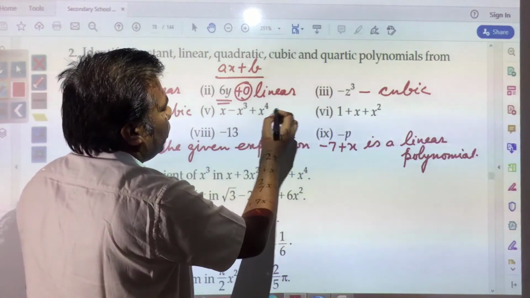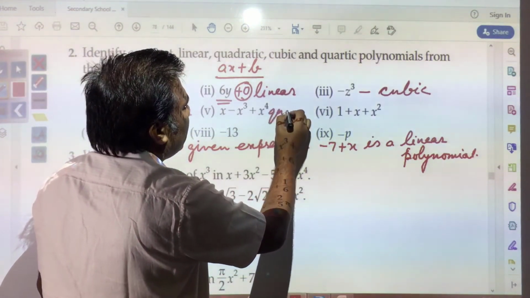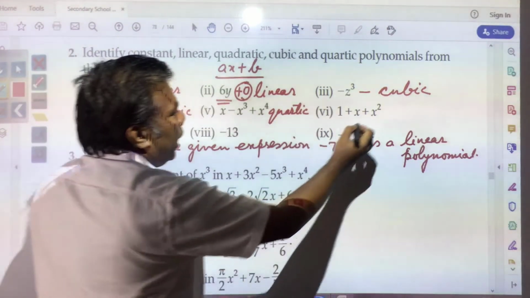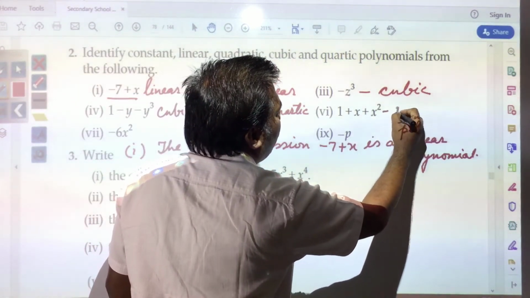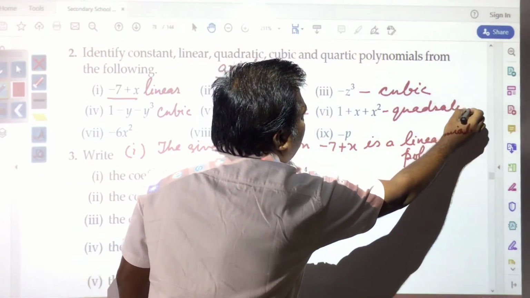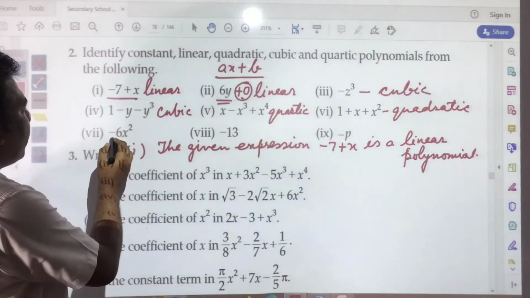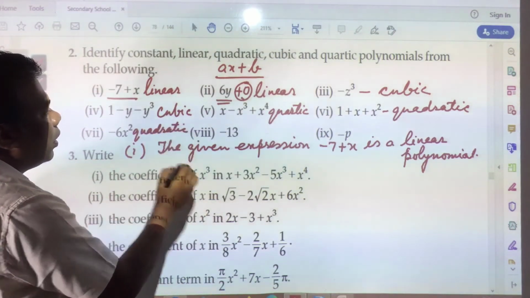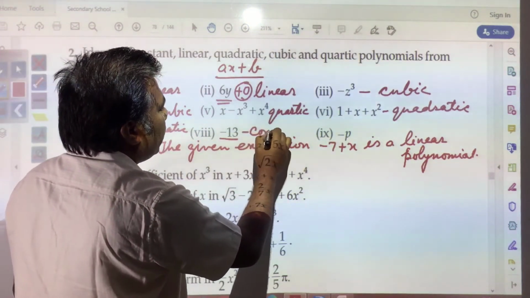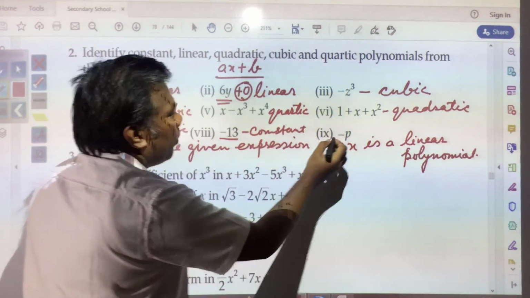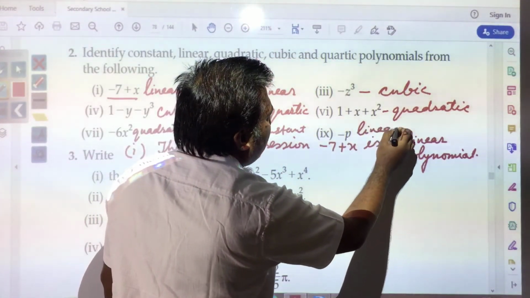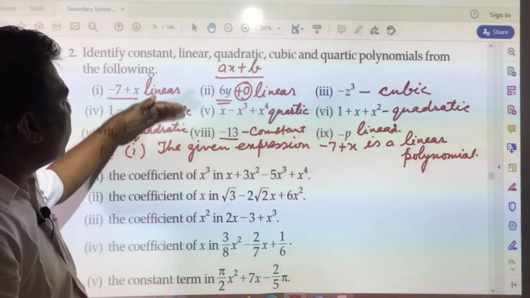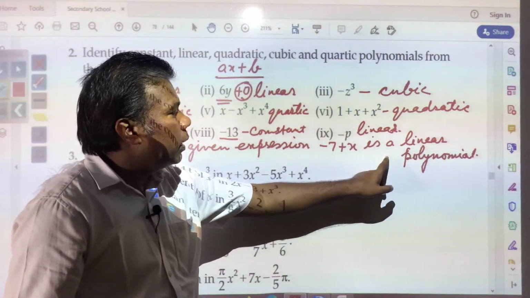x to the power 4, so this is a quartic polynomial, or you can write biquadratic. Then x square is the maximum power, so it is a quadratic polynomial. Then you have minus 6 square, again quadratic. Minus 13 is a constant polynomial, and minus p is a linear polynomial, as you have one variable. So it will be a linear polynomial. In this way this is required to be recognized and the answer is required to be written in the proper way.